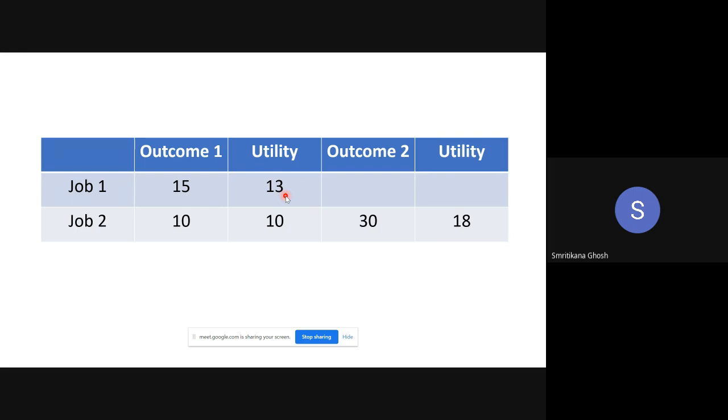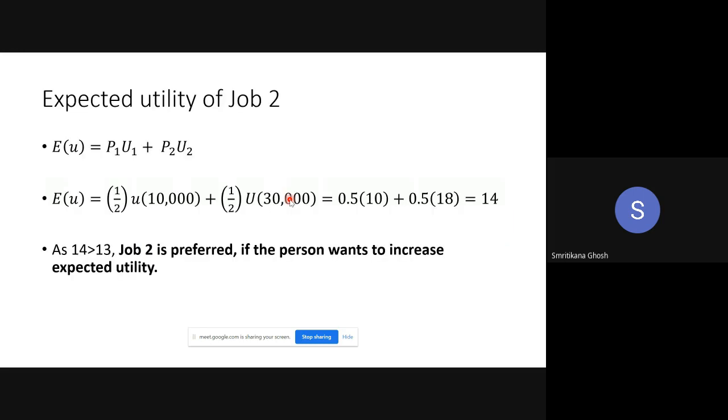Then it is not easy for the person to take the decision, because from job 1 the utility is 14, from job 2 the expected utility is 14, and then the confusion may arise. But given the situation, there is no confusion because the expected utility of this uncertain job 2 is higher than the utility of job 1. So as the person is interested in increasing expected utility, he is going for job 2.